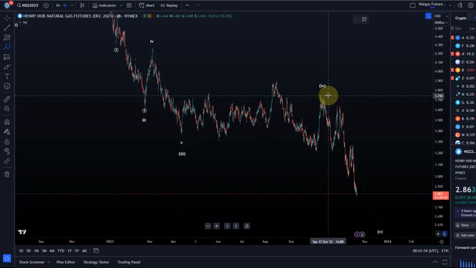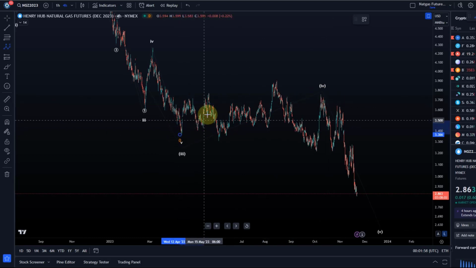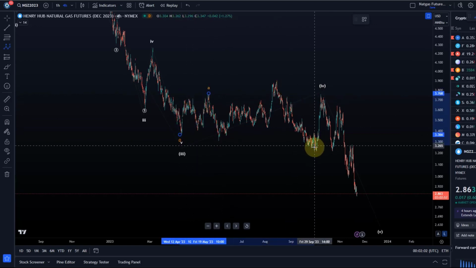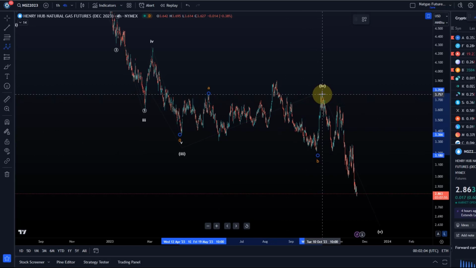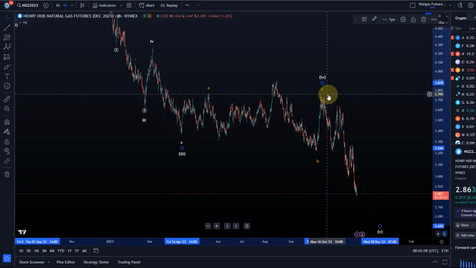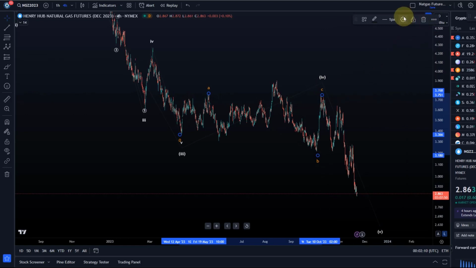wave 4s oftentimes are so-called flat structures. So what we can count is 3 waves up in an A wave, A, B, C in a B wave, and then this as a C wave. A bit of a rare pattern because it's a so-called running flat structure, but acceptable.